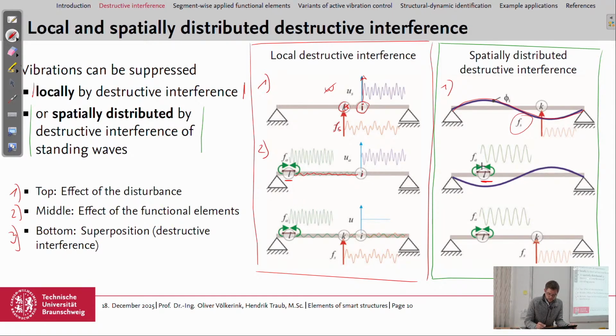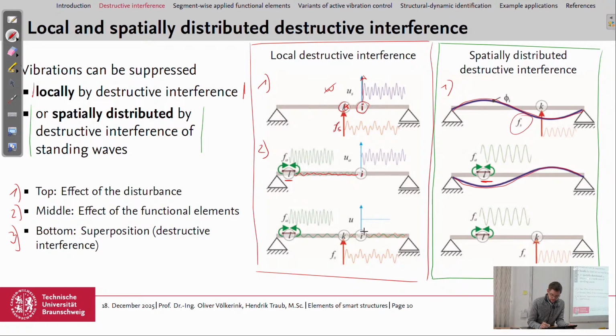If we look at the modal suppression, we would excite an eigenmode like the external disturbance does, now with the surface actuator. And here you can see again that the idea is to excite the same eigenmode, which is excited, but with a 180 degree phase shift so that they cancel each other out.